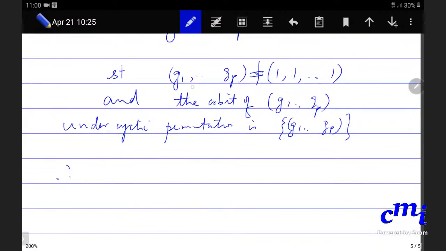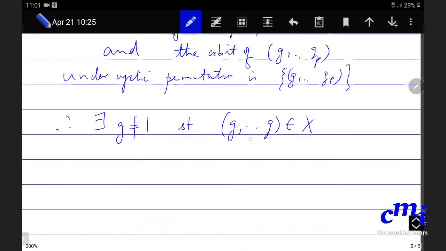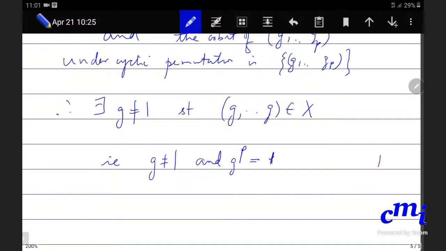Therefore, when you apply phi 1 bar, we will get (g2, g3, ...), and that must equal this. So g2 must equal g1. Similarly, g3 must equal g2 and so on. Okay. So therefore, there exists g not equal to 1 such that g is inside X. But what does this mean? We already observed this. This means that g is not equal to 1 and g to the p is 1. This is what we want. There exists an element of order p.